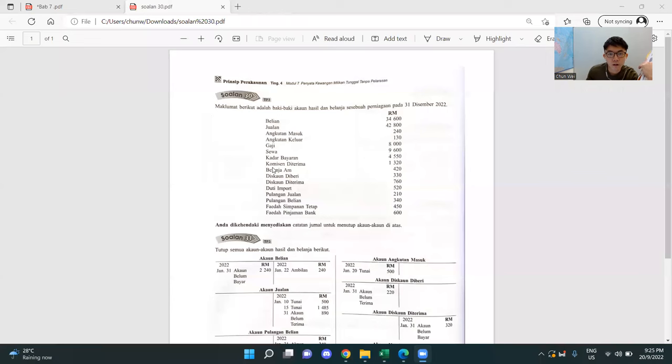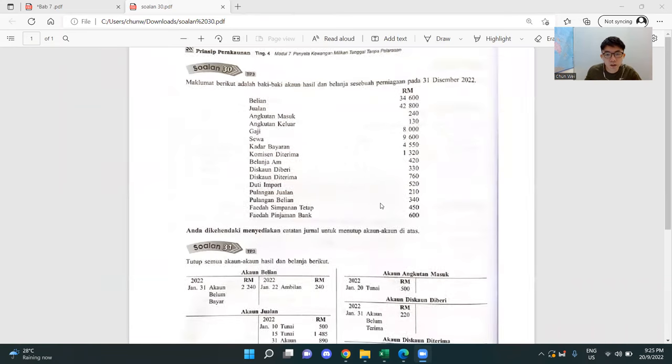Okay, so this one is your chapter actually. It's to tutupkan account. You can see that they ask you to do tutup account, so you have to know how to tutup account. Okay, can you see it? If yes, give me a yes in the chat box, please.